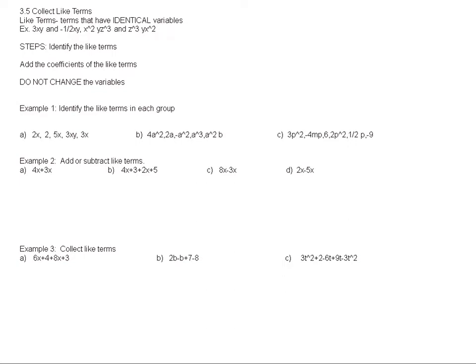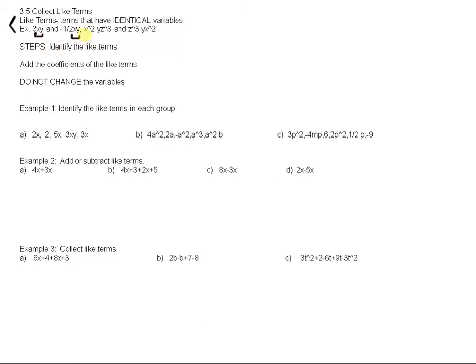Lesson 5 talks about collecting like terms. Like terms are terms that have identical variables. For example, 3xy, the variable is xy, and negative 1/2 xy. Again, the variable is xy. So these two are like terms.